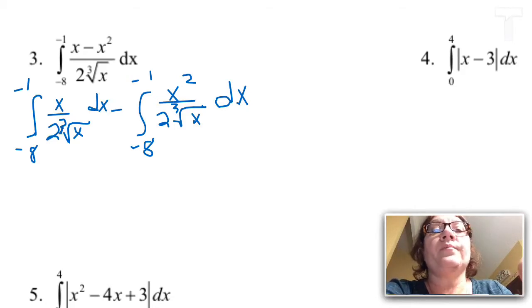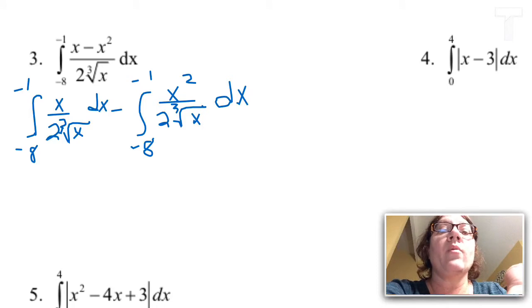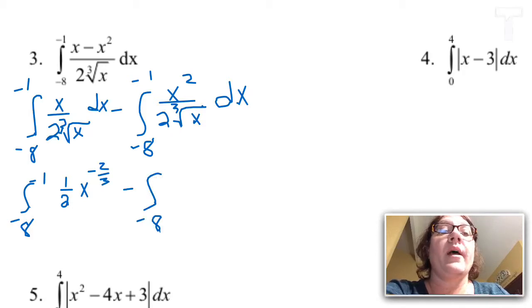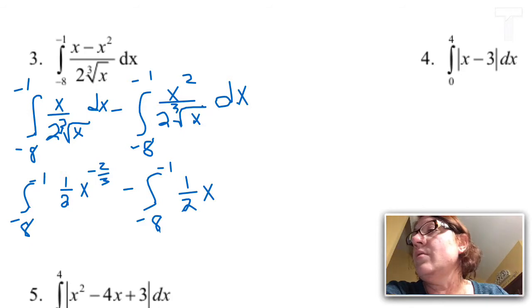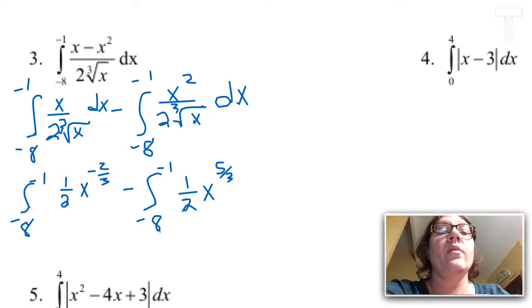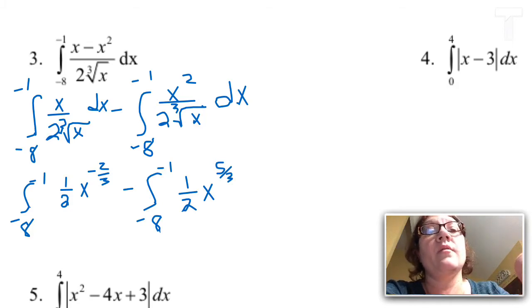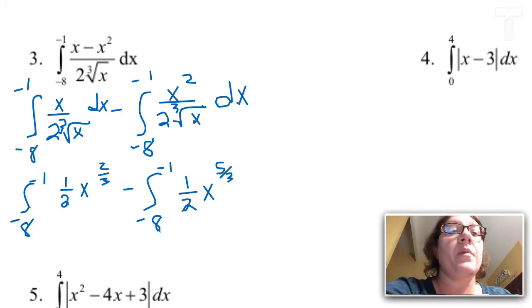And of course, I can rewrite the powers. So this first one is 1/2 x to the negative 2/3. And the second one is 1/2 x to the 5/3. Oh wait, no. This first one isn't negative. Positive 2/3. Okay.